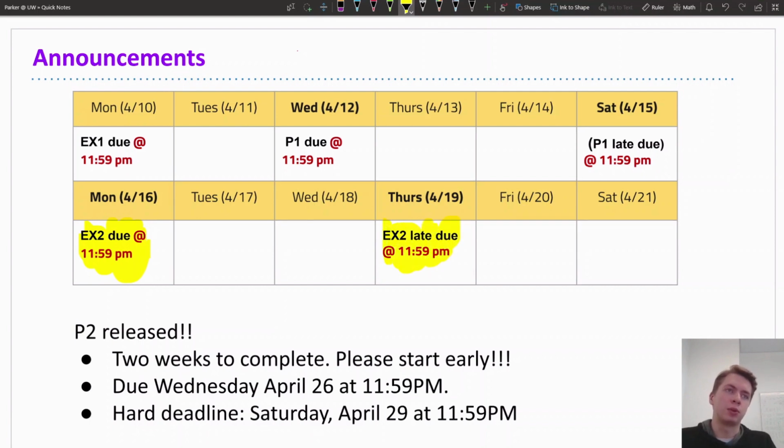We gave you 2 weeks to complete P2. So please start early. This is legitimately 2 weeks of work. So don't try and do nothing for the first week and then try to cram it all into the second week. In my opinion, this is a more complex project than P1. And this is due Wednesday, April 26th, with a hard deadline of Saturday, April 29th.